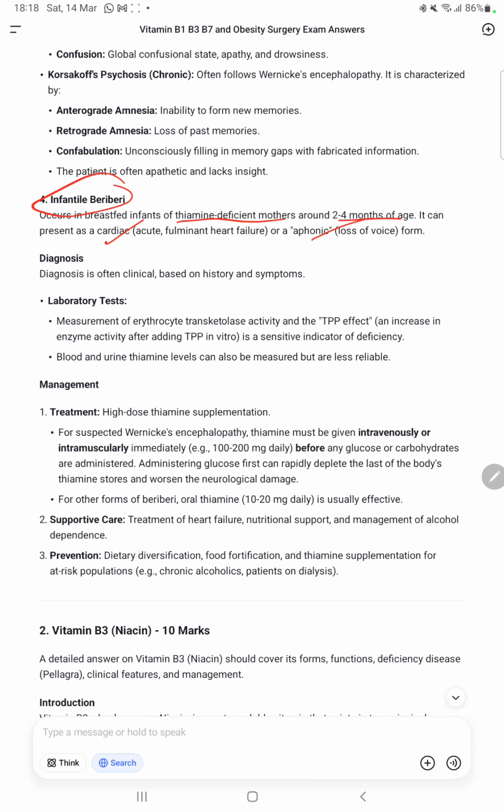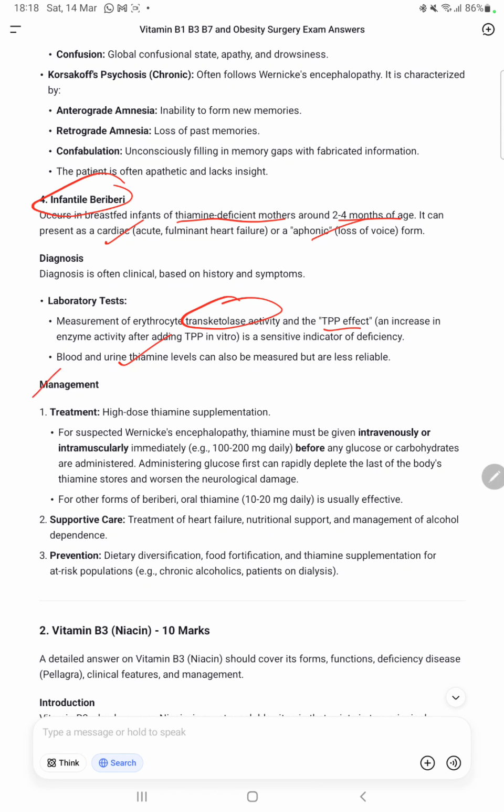Diagnosis is often clinical and based on the history and symptoms. For lab tests, measurement of erythrocyte transketolase activity, which is the marker of thiamine deficiency, and the TPP effect, that is increased enzyme activity after giving TPP in vitro, is a sensitive indicator for deficiency. Blood and urine thiamine levels can also be measured, but they are less reliable as compared to transketolase activity.